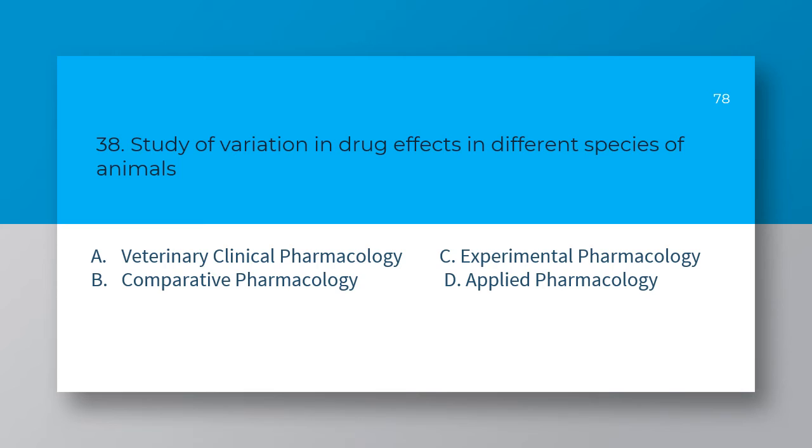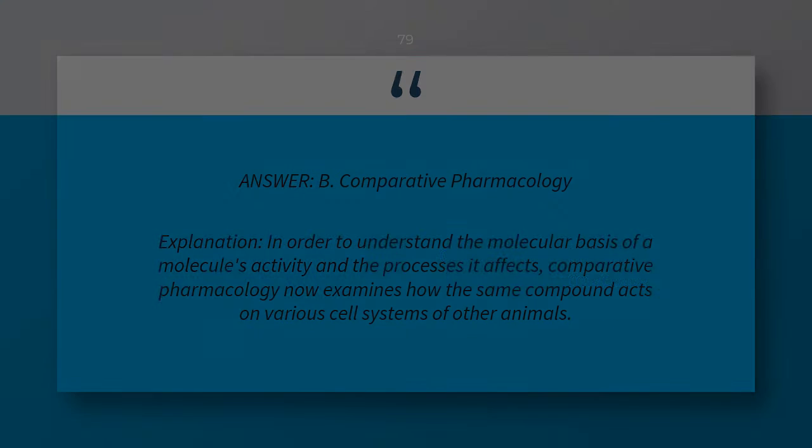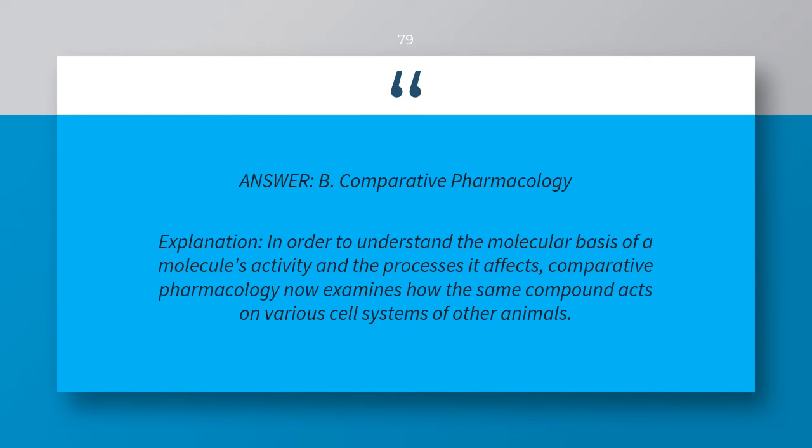Number 38. Study of variation in drug effects in different species of animals. B. Comparative pharmacology. In order to understand the molecular basis of a molecule's activity and the processes it affects, comparative pharmacology now examines how the same compound acts on various cell systems of other animals.